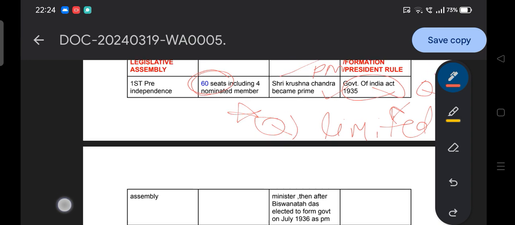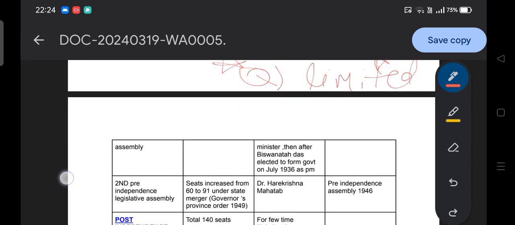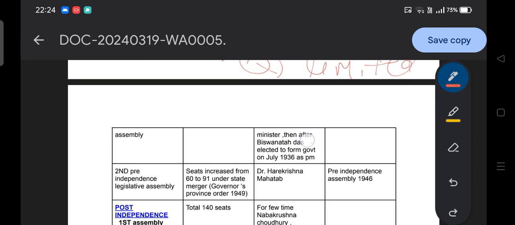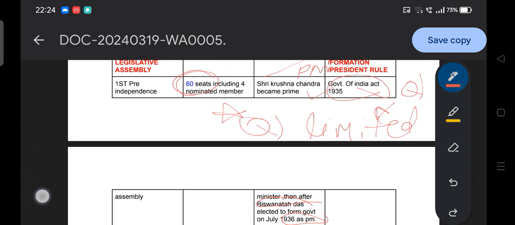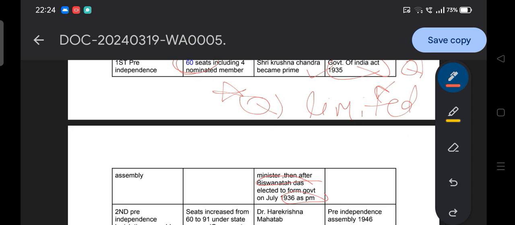So you can see here that Sri Krishna Chandra became the prime minister. Then after Biswanath Das, Biswanath Das was elected to form the government in July 1936 as PM. The two things you have to remember: first, Krishna Chandra became prime minister for a short time. After that, Biswanath Das was elected to form the government.